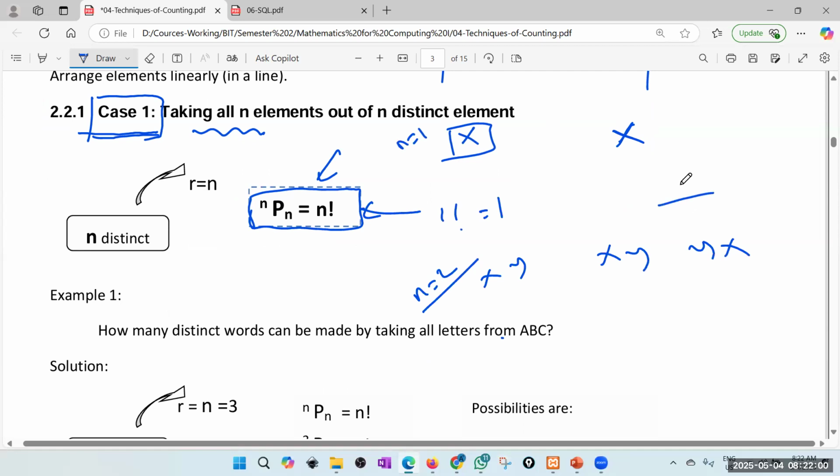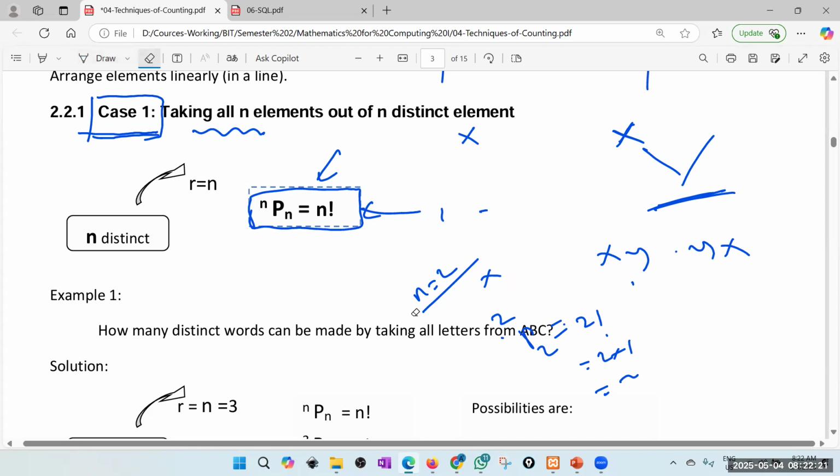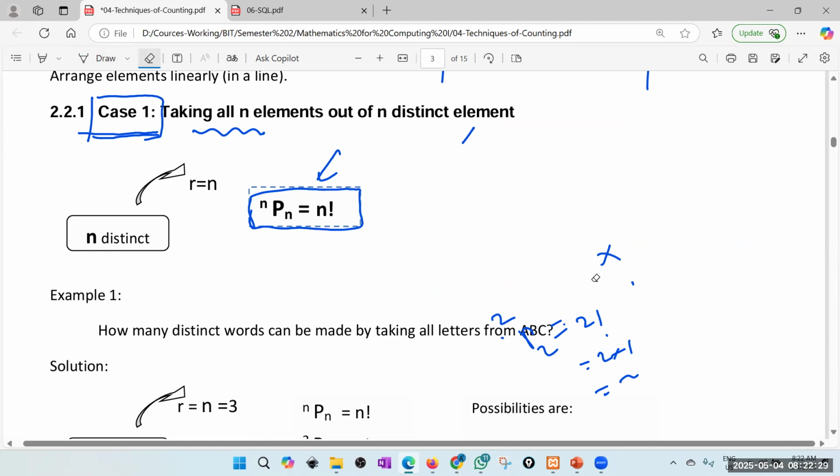If you use this formula, it is 2P2. 2P2 is factorial 2, which is 2 into 1, that is 2. Yes, and it works. Okay. And let's see whether it works for 3 elements. If it works, of course, you remember and use it. So let's say we have 3 elements.